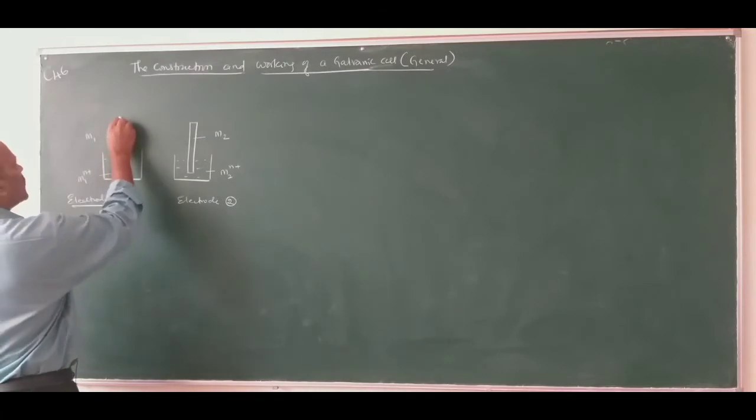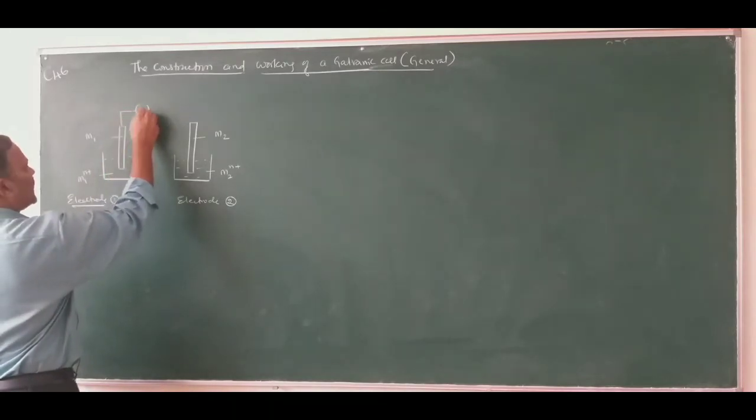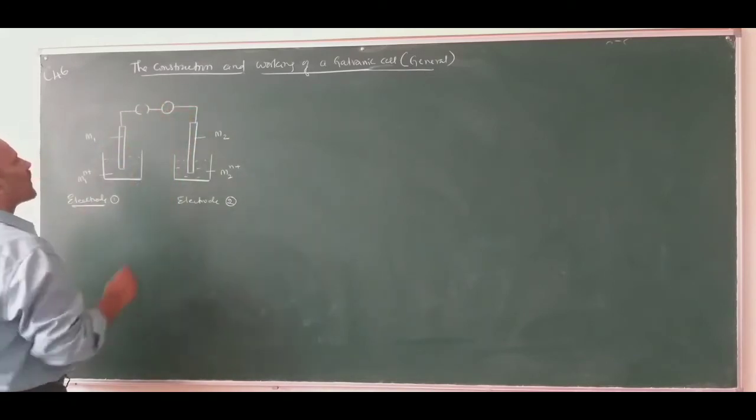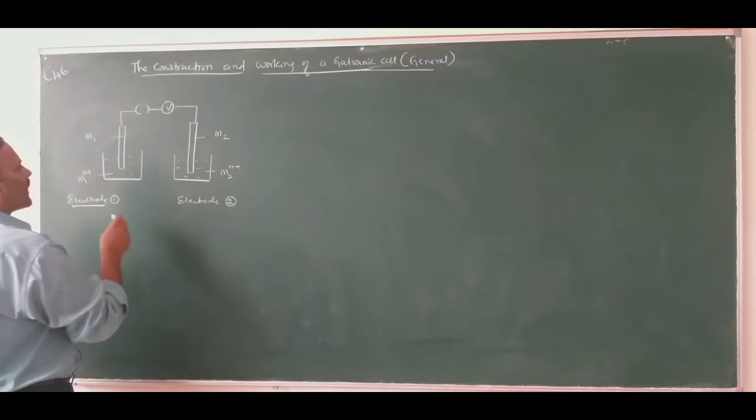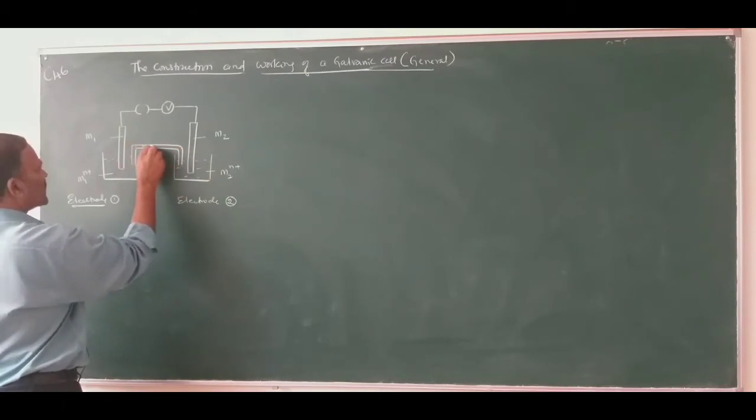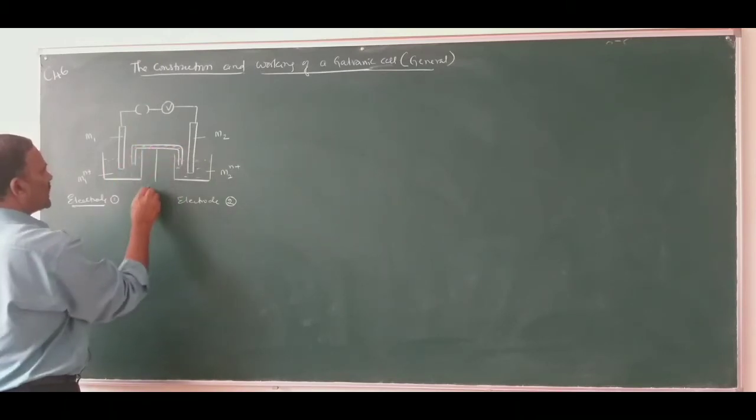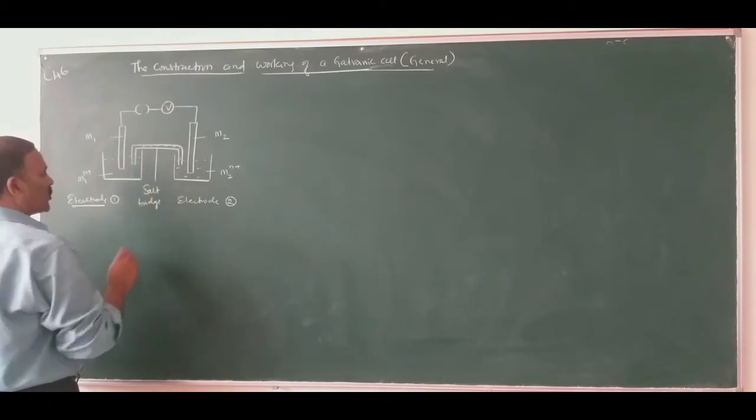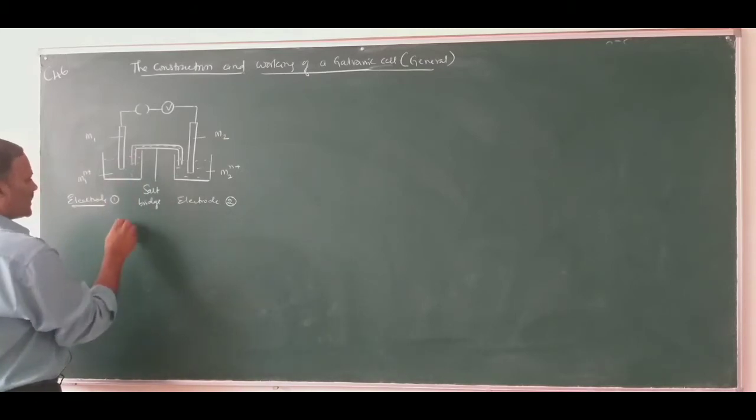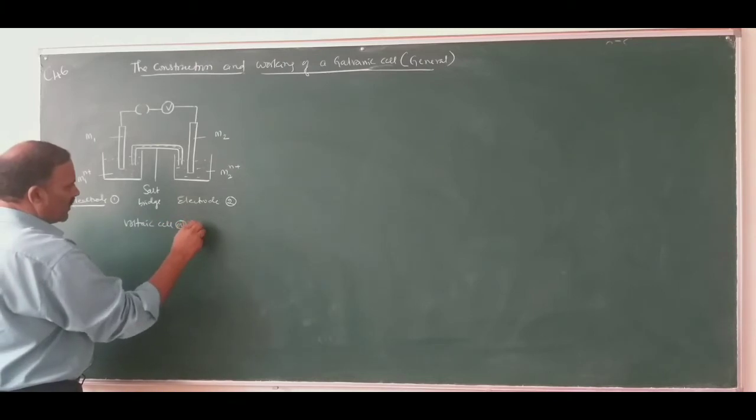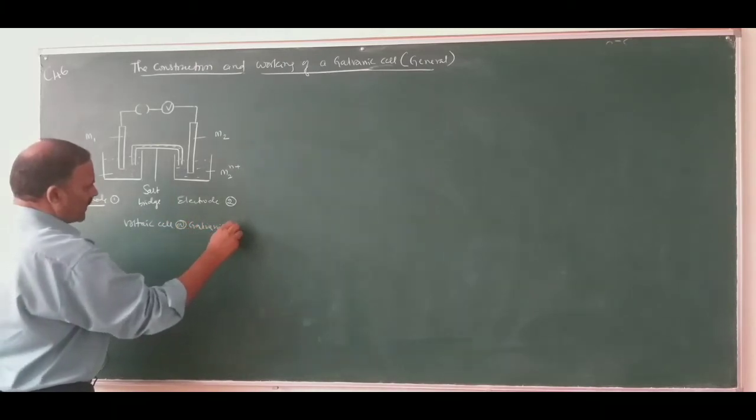So, if these two electrodes are connected externally through a key and a voltmeter in parallel, this is the voltmeter, and internally through a salt bridge, these two electrolytic solutions are connected using the salt bridge. So this is the salt bridge. You will get a cell which is called a voltaic cell, or galvanic cell.